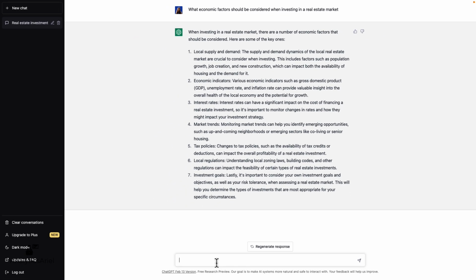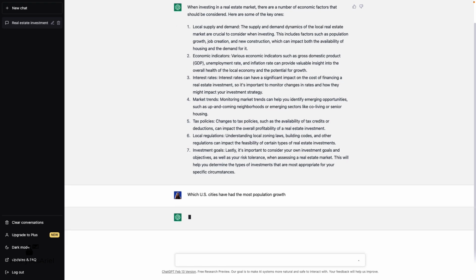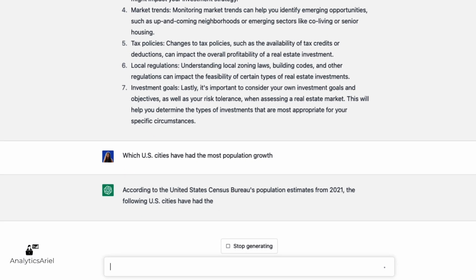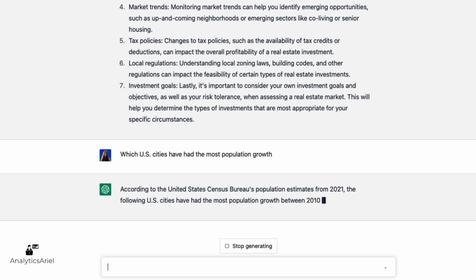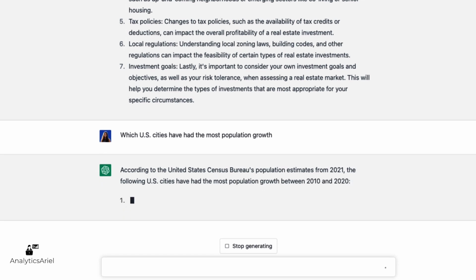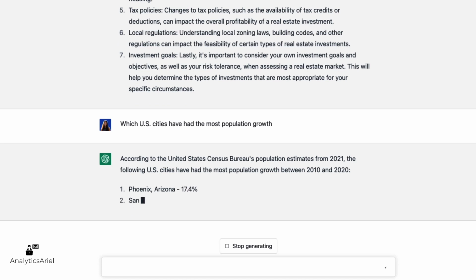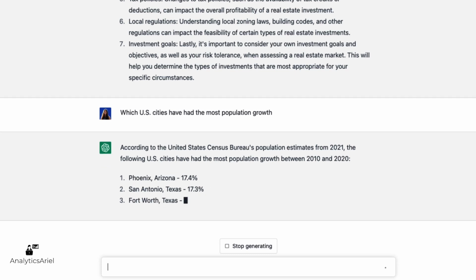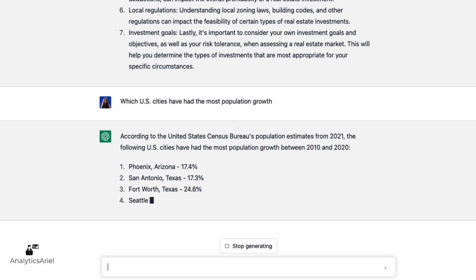So the second question we can ask is which U.S. cities have had the most population growth? This can help us to narrow down which cities to focus on within the United States. ChatGPT is now looking at information from the U.S. Census Bureau, which is a government site, and it's looking at population estimates from 2021. It is stating the cities that have had the most population growth between 2010 and 2020.